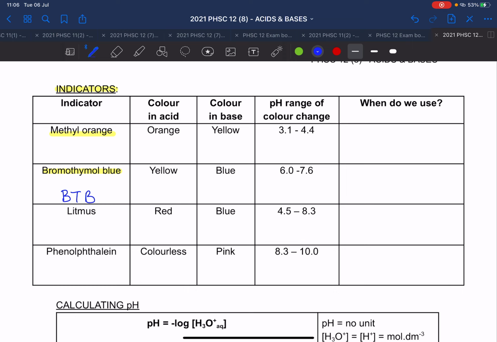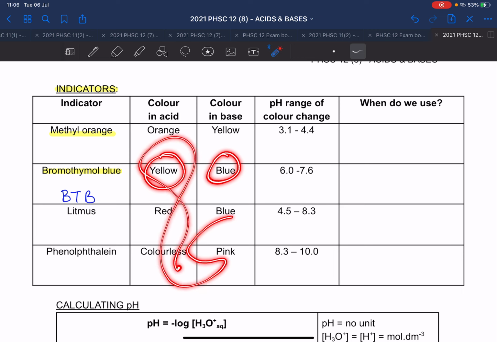Jy sal sê broemtiemol blauw. Ja. Alright, goed. So as jy, sê nou maar metiel oranje het, gaan hy gaan van oranje na geel, broemtiemol blauw, geel na blauw.